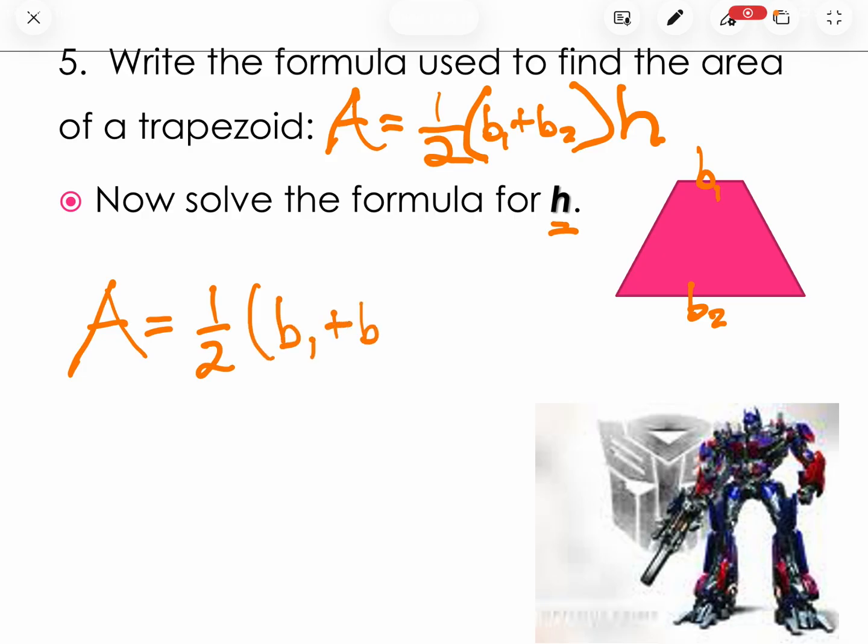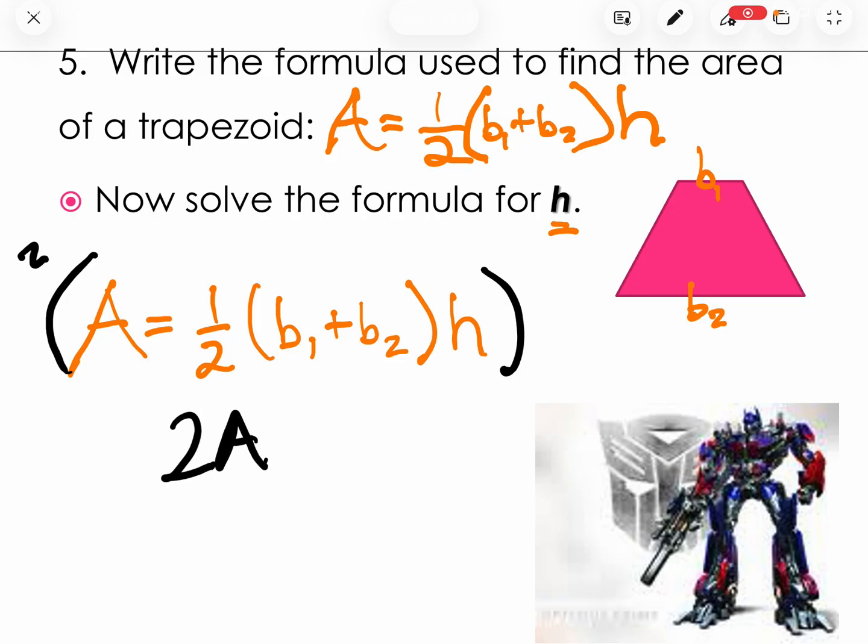A lot of kids are like, ooh, we have to distribute. No, we don't. Not first. First thing I got to do whenever I see a fraction is clear it by multiplying by 2. 2A, capital A, equals parentheses b1 plus b2. Remember, that's just one number. I don't multiply 2 times this and times this and times this and times this because this is one number. So when I multiply by 2, that clears that out. And I still have this amount times this amount.